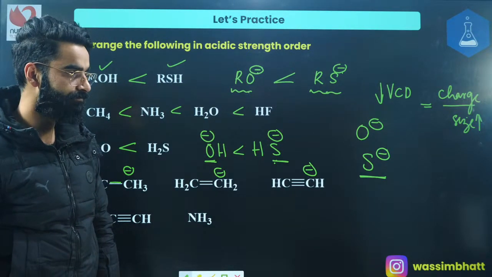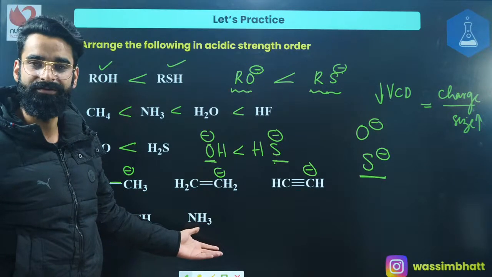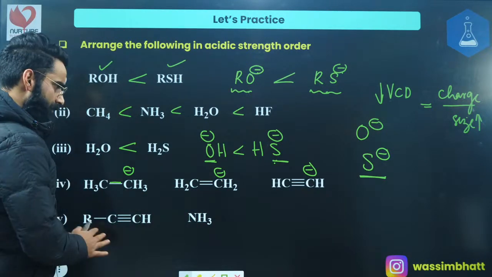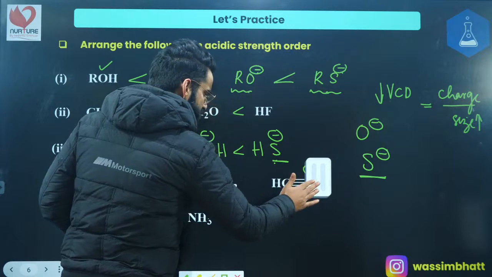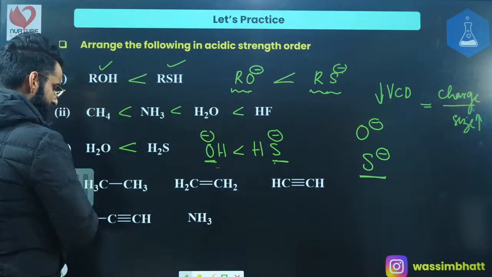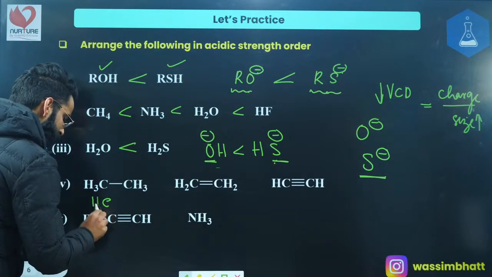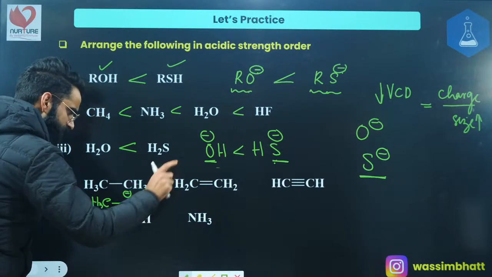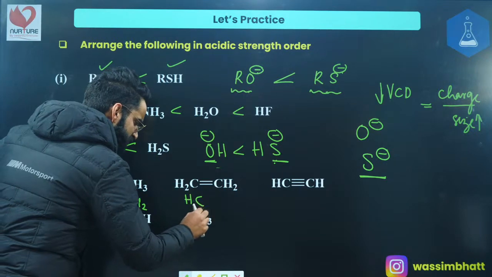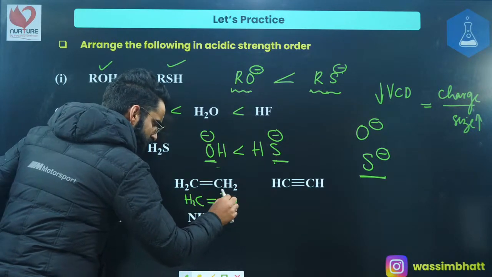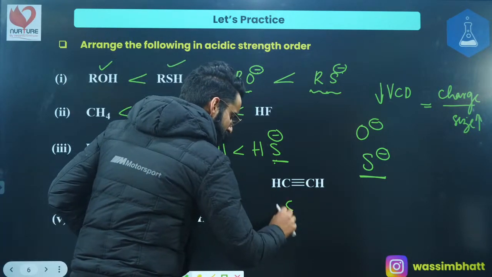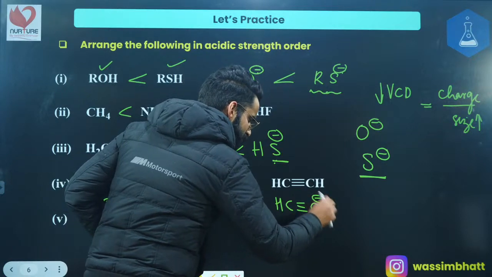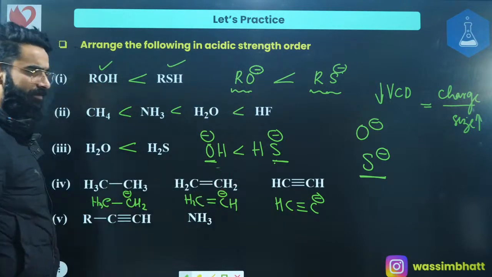So I think the question is done. Or let me make it for you like this. Let me make their conjugate bases first of all. This is going to be CH3, this is going to be CH2 with a negative charge, just take an H positive out. Similarly, take H positive out from here, it's going to be CH with a negative charge. Take H positive out from here, it's going to be CH triple bond C with a negative charge. These are the conjugate bases of these acids.